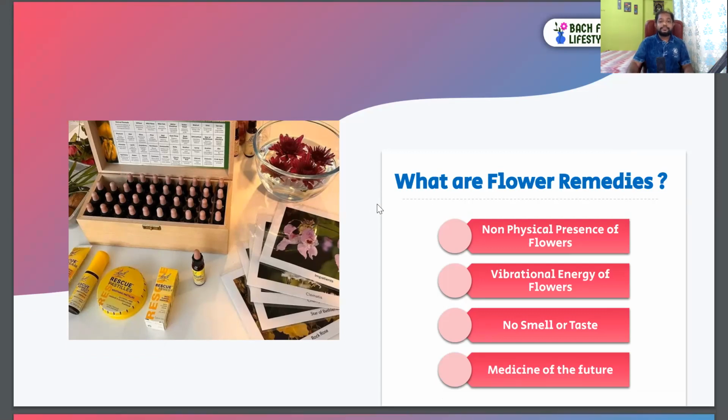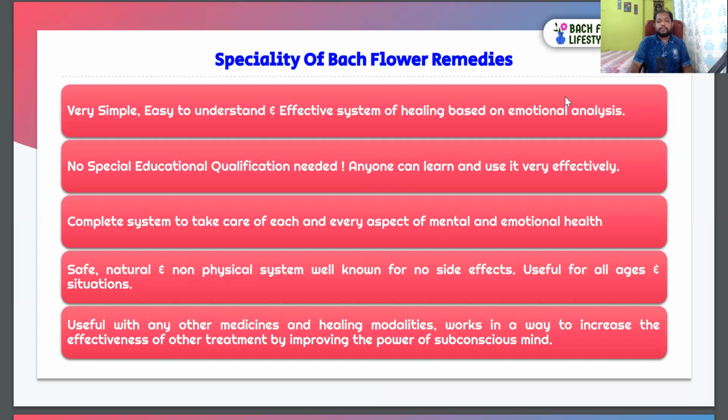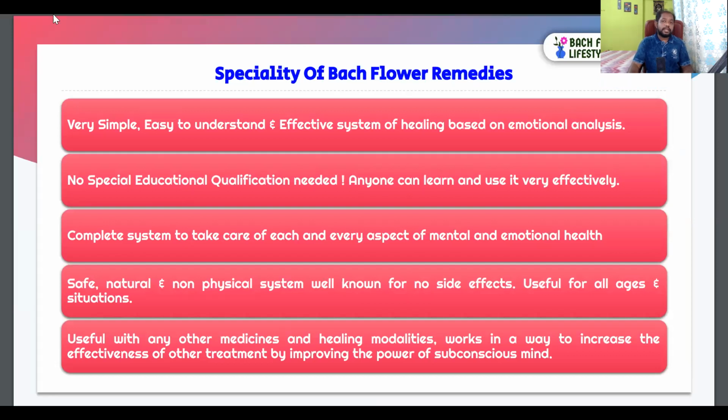Moving to the next slide, what are the different basic properties of these Bach remedies? What is special about them? The system of Bach remedies is very simple, very easy to understand, and an effective system of healing based on emotional analysis. So what is that emotional analysis? It is to understand how a particular person feels on a day-to-day basis, how she or he feels in certain situations. That understanding we take from the patients or clients.